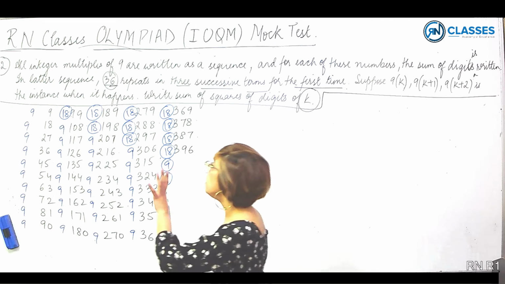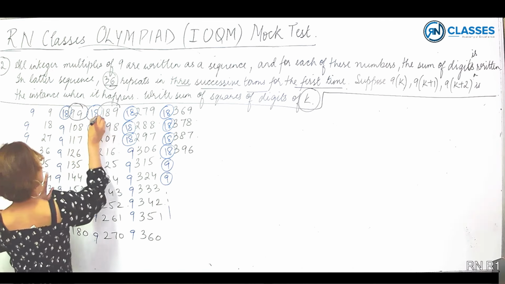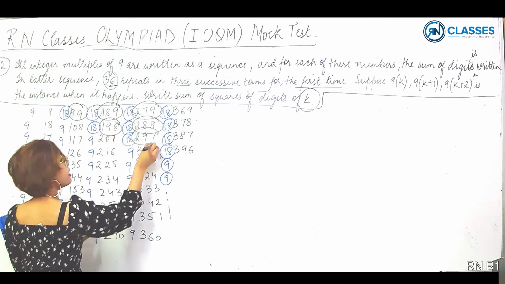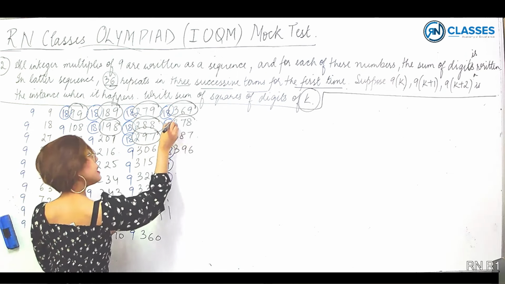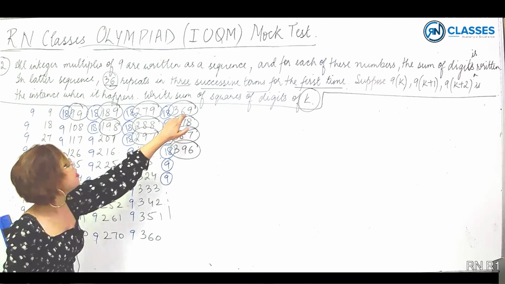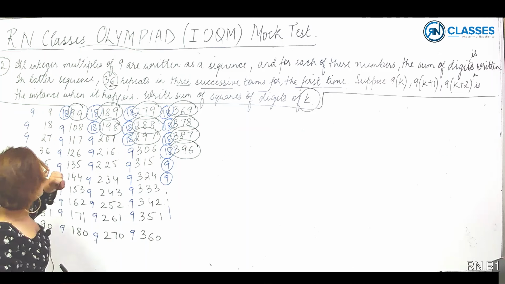Now observe it. Here 99 is there, 189, 198, then 279, 288, 297, 369, 378, 387, 396. Observe these numbers. Is something repeating? Okay, let's see.